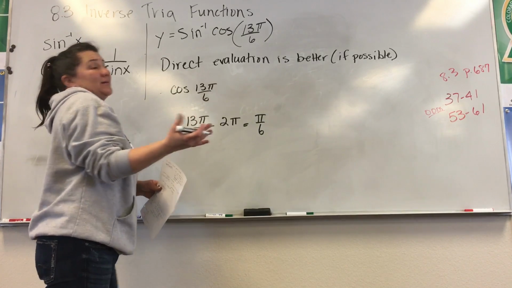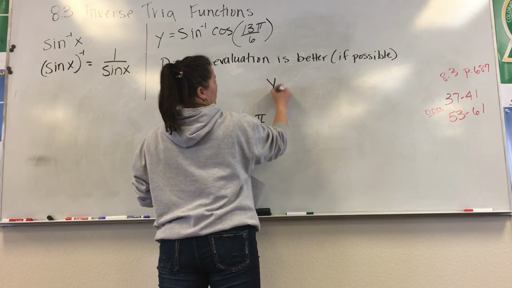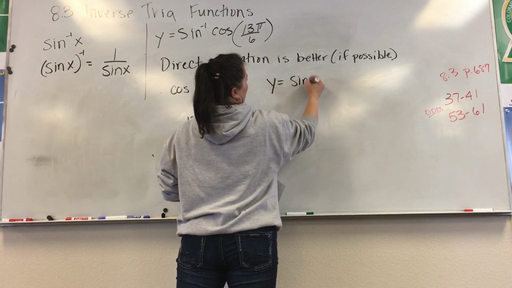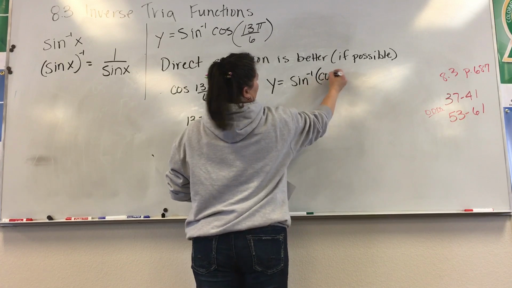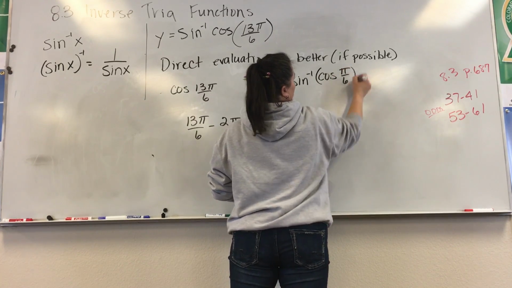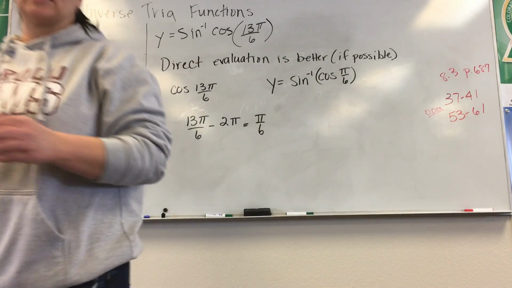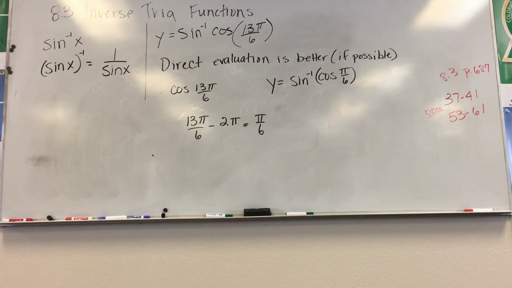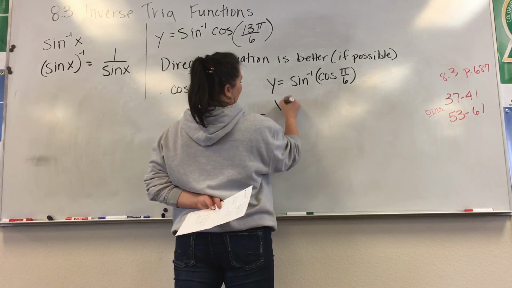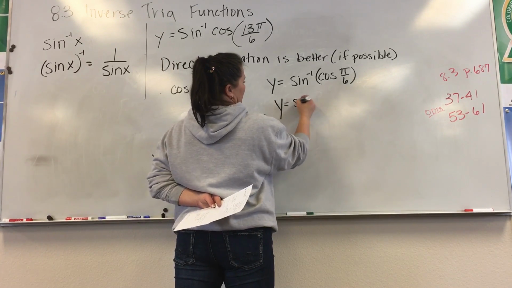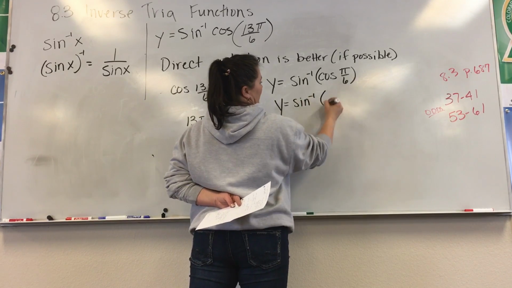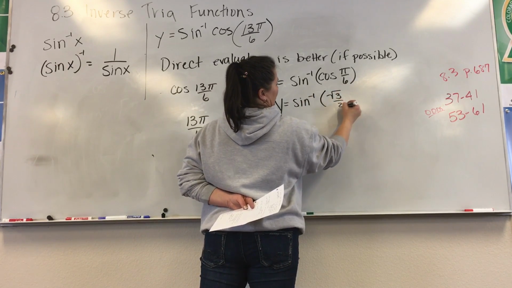Now the problem's easy. So now I have y equals the inverse sine of the cosine of pi over 6. Well, what's the cosine of pi over 6? It's on your unit circle. Root 3 over 2, square root of 3 over 2. So now I have y equals the inverse sine of square root of 3 over 2.